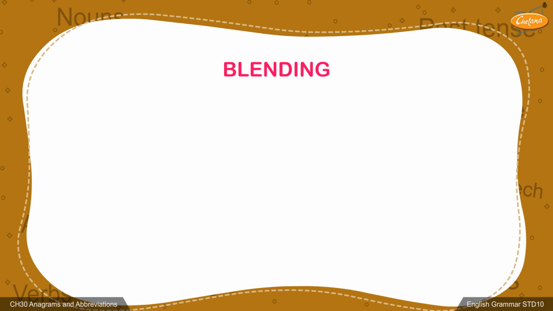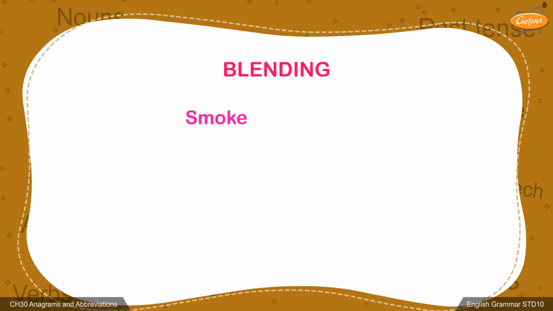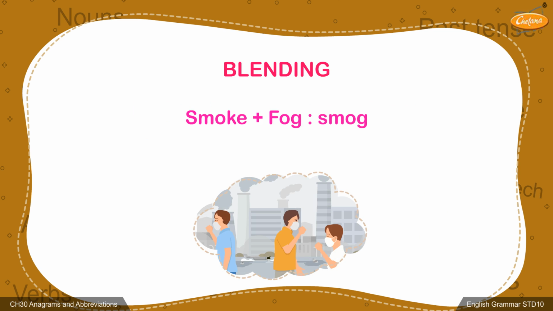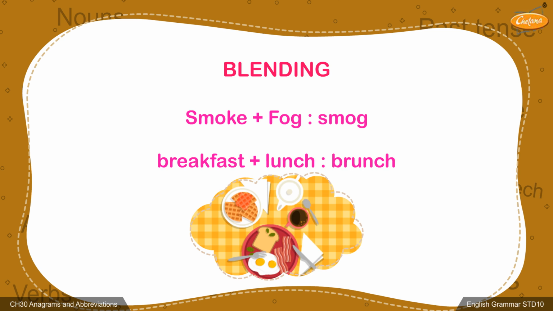Blending is another form of abbreviation wherein parts of two or more words are combined to form a new one. For example, smoke plus fog becomes smog. Similarly, breakfast plus lunch can be written as brunch.